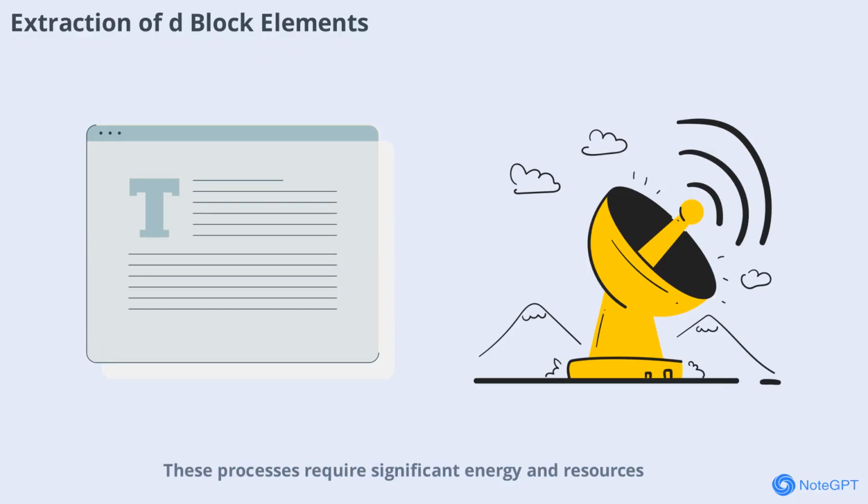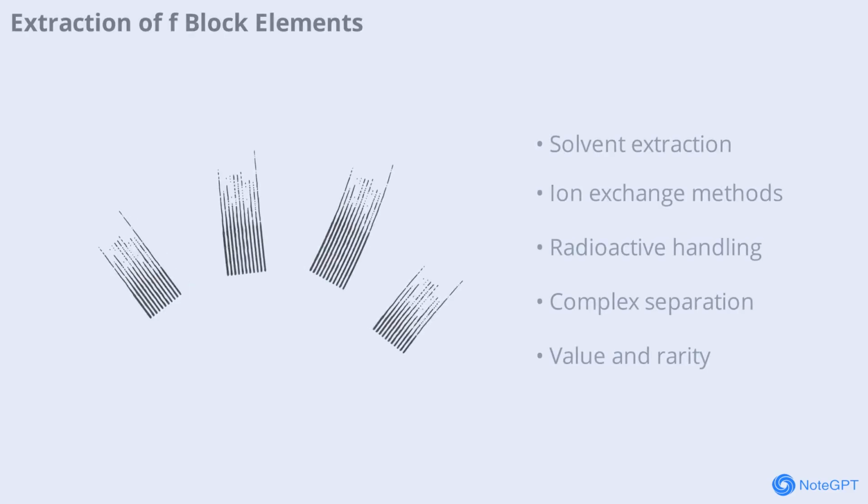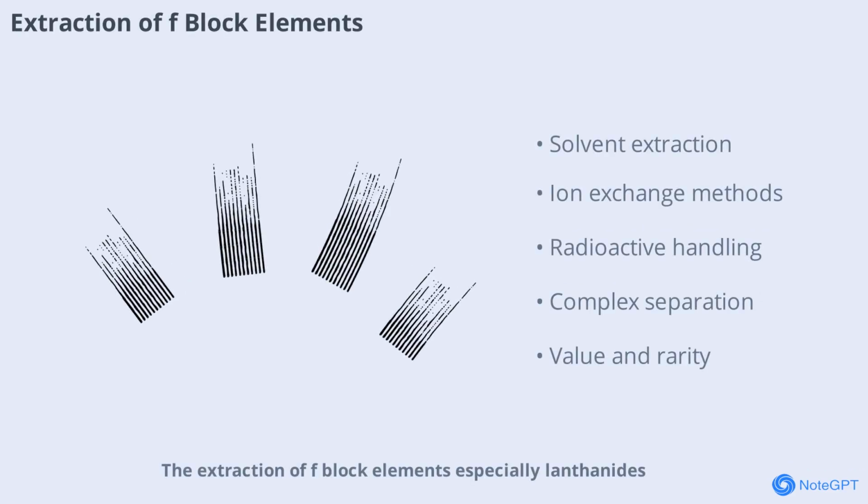These processes require significant energy and resources, but they yield metals that are essential for industry. Advances in extraction technology are making these processes more efficient and environmentally friendly. Extraction of F-block elements, especially lanthanides, is challenging due to their similar chemical properties. Techniques like solvent extraction and ion exchange are used to separate them.